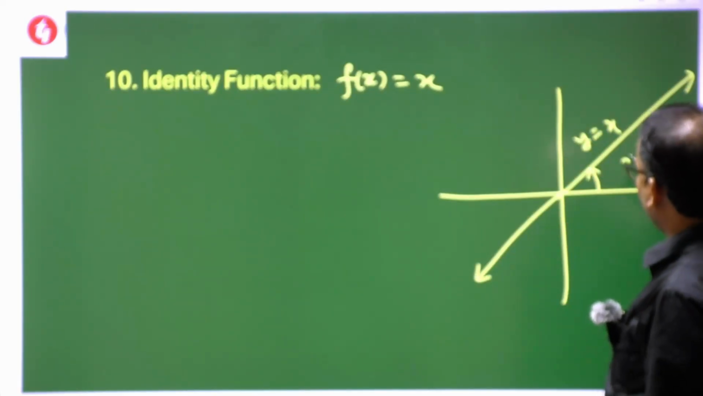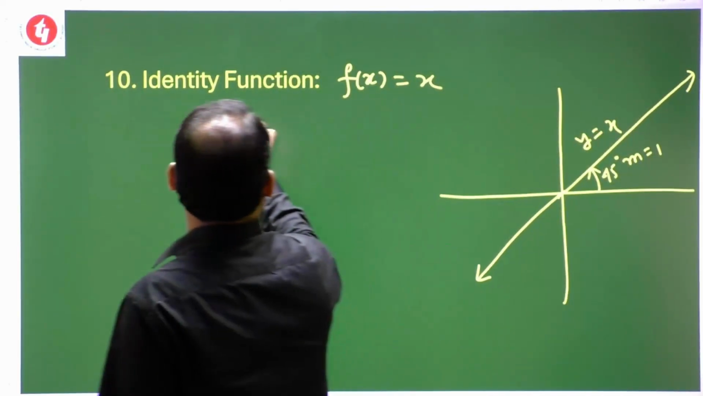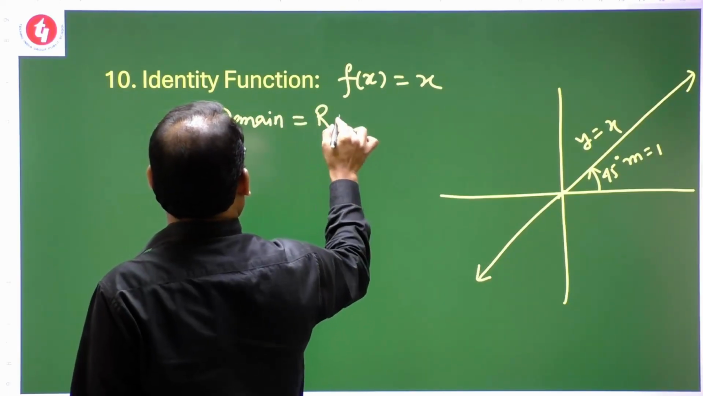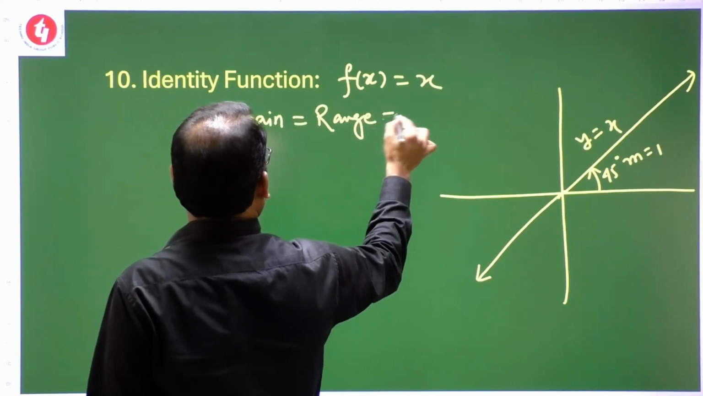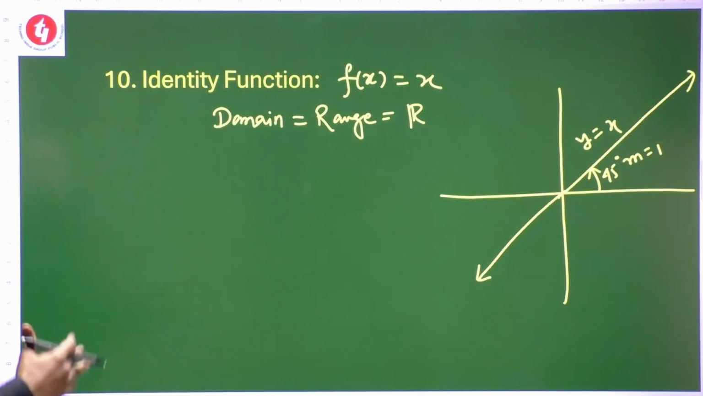So the slope is what? m is equal to 1. It is a 45-degree angle. From here to here the curve is moving. That means the domain of the function is the set of all real numbers, and the range is also the set of all real numbers. So domain is equal to range is equal to the set of all real numbers. Whatever you give as input, you will get the same output.